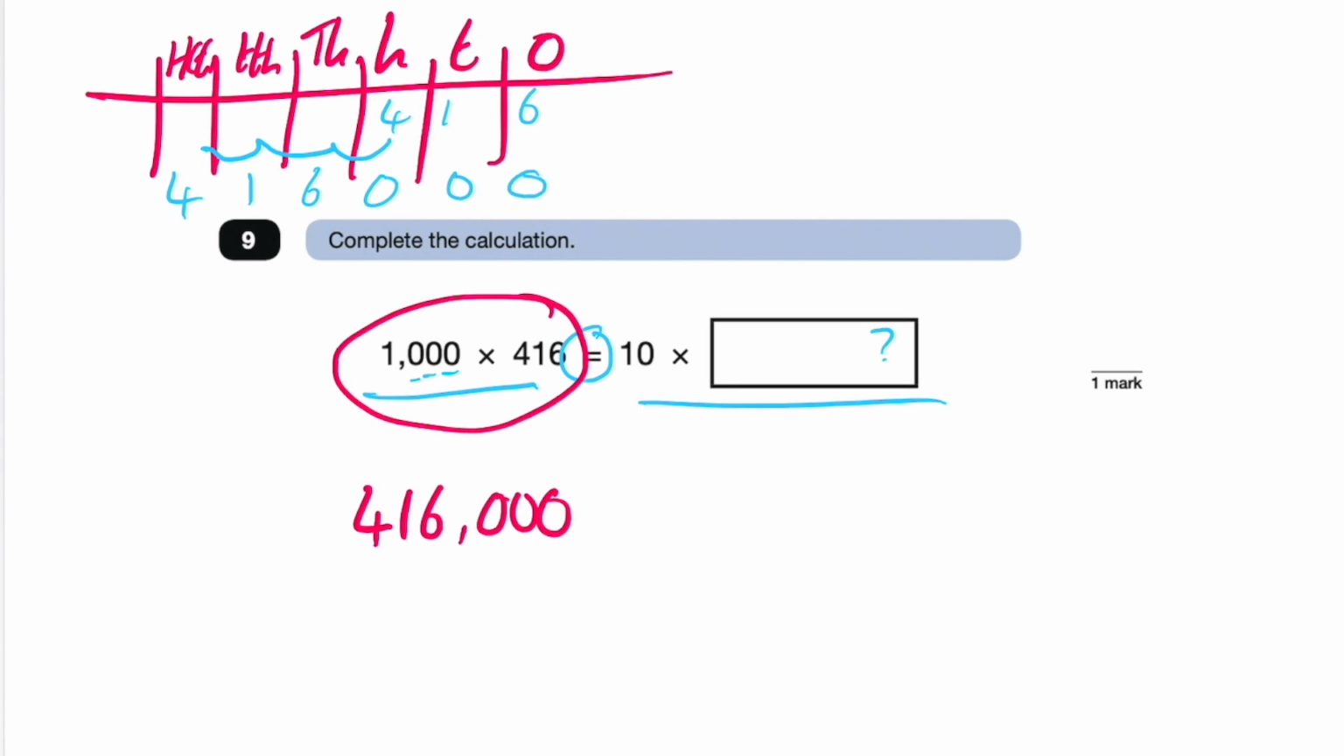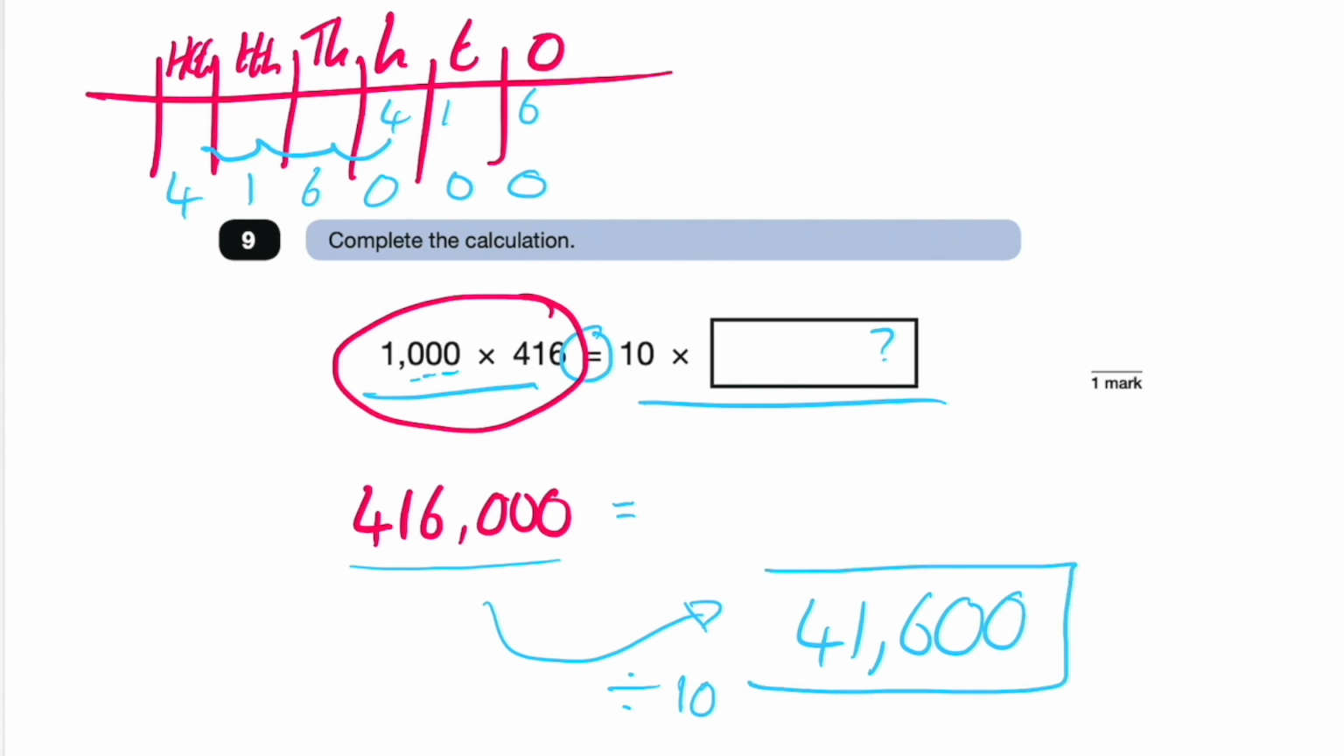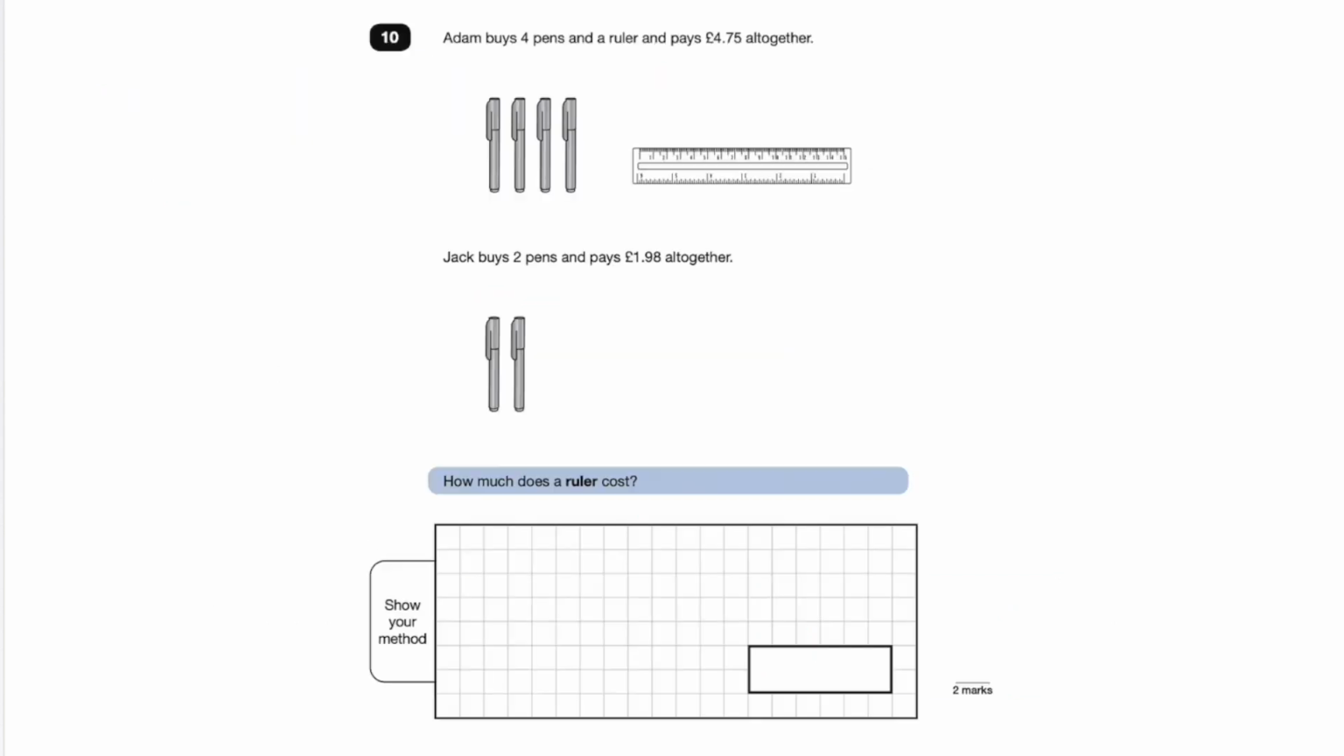But we've not finished because that means it's got to be equal to 10 times something. Well, what must we multiply by 10 to get to 416,000? Well, to do this, we can just get our 416,000 and divide by 10, which gives us 41,600. So my 41,600 when times by 10 will equal 416,000. So my final answer is 41,600.